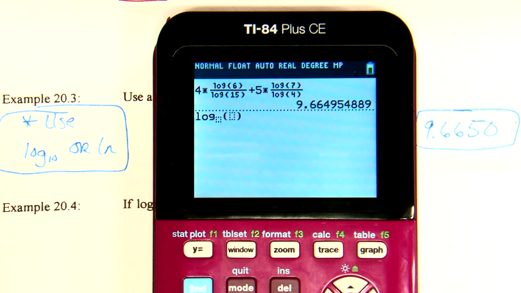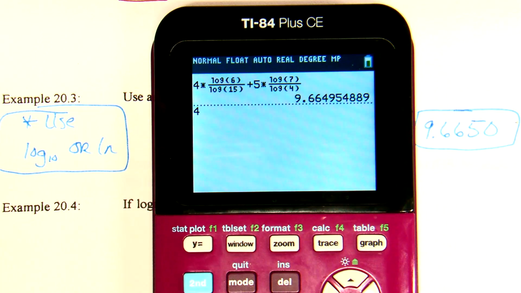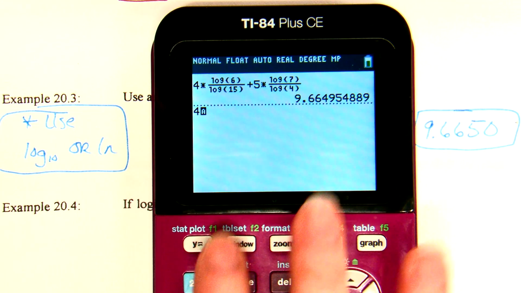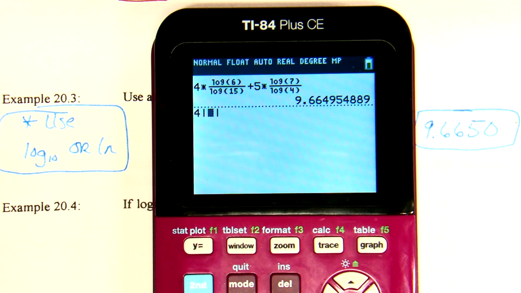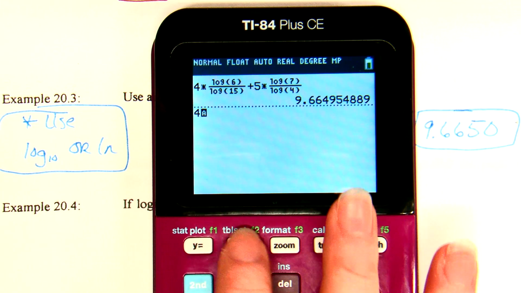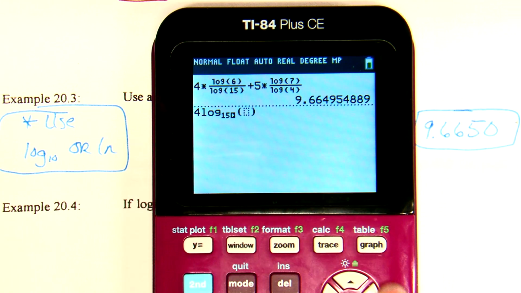So for instance, here we could have done 4 times log base 15 of 6 plus 5 times, whoops. Okay. You guys get the idea, right? I'm struggling today. There we go. I mean, it should be the same thing. Yes, that was going to be my point.